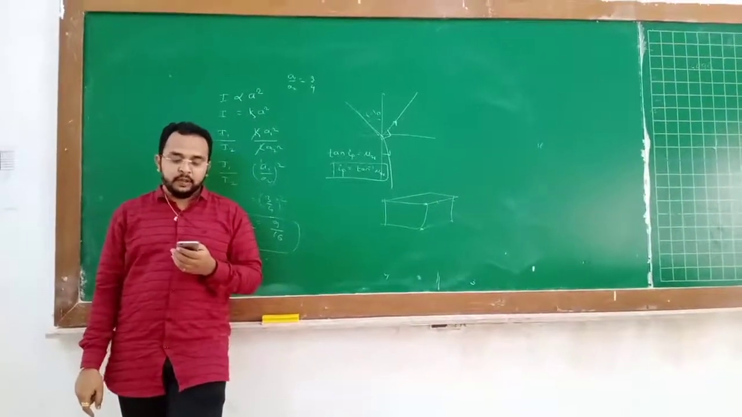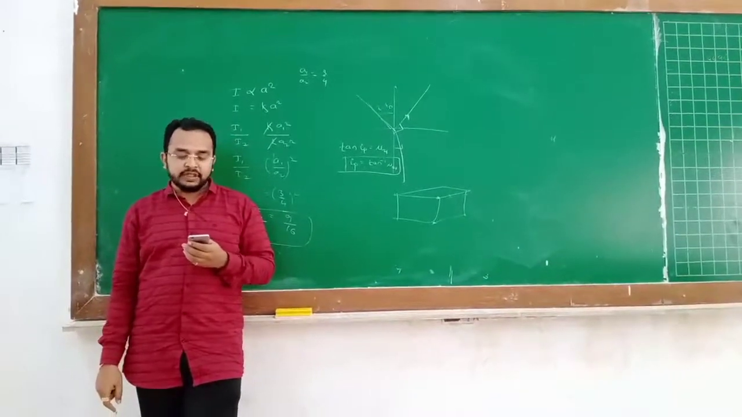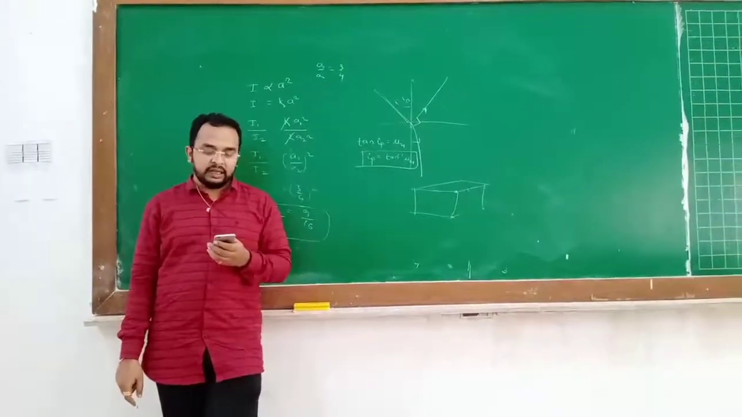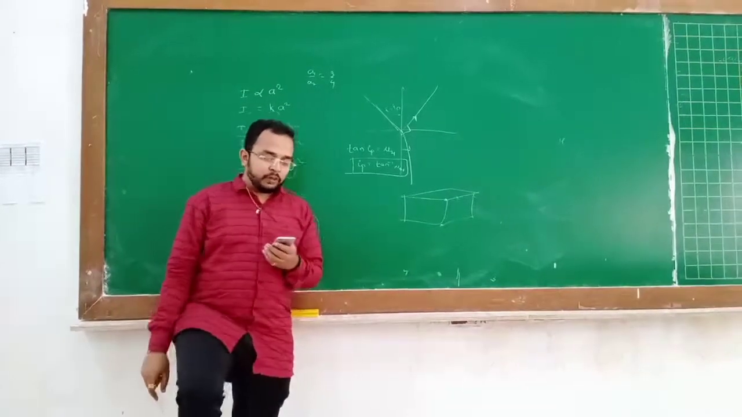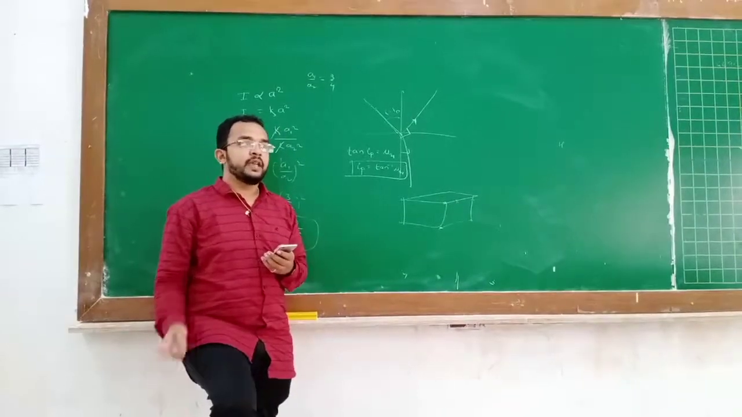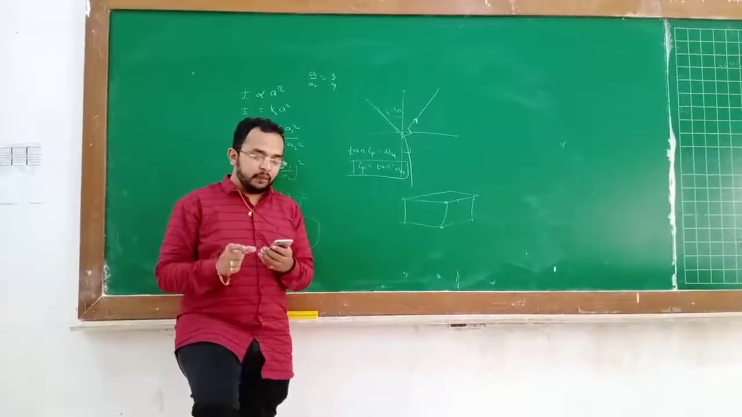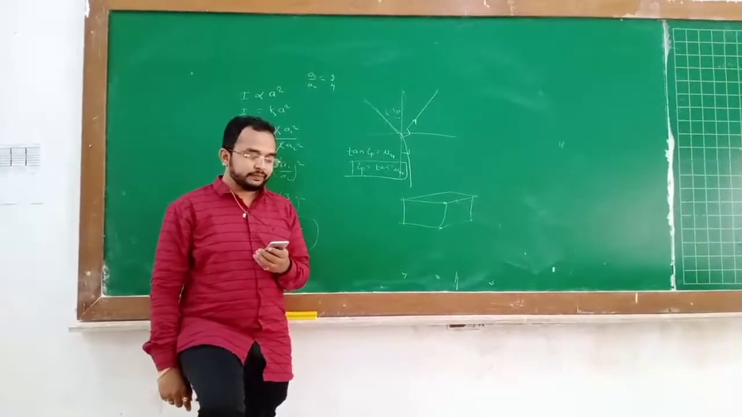So first option, both have the same amplitude of vibration. No, it is incorrect. Both produce waves of the same wavelength. Incorrect. This is for monochromatic light. Option C, both produce waves of the same wavelength having constant phase difference. So constant phase difference is the key point of this question. So option C is correct.